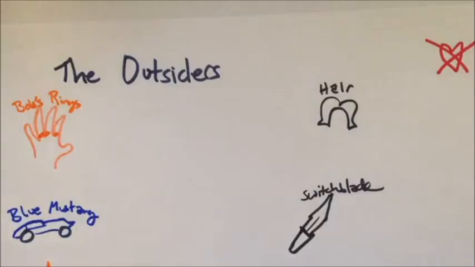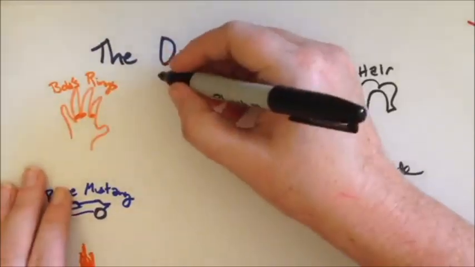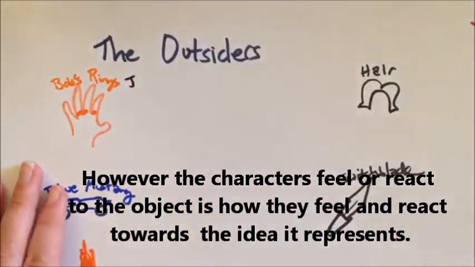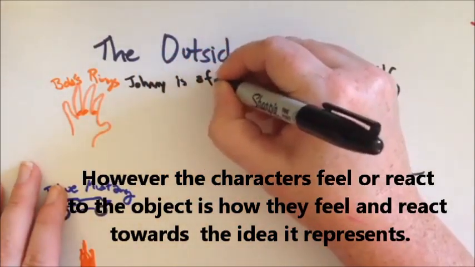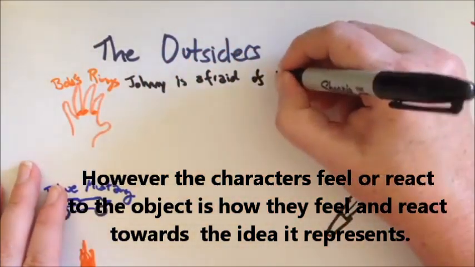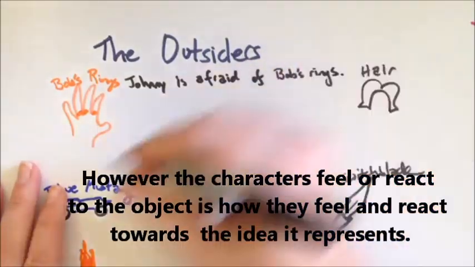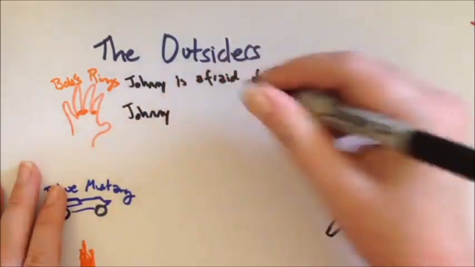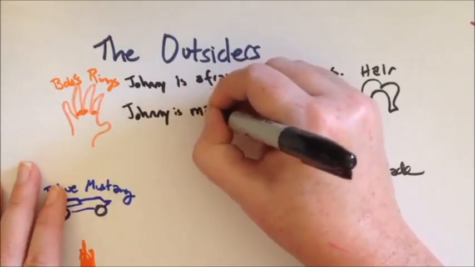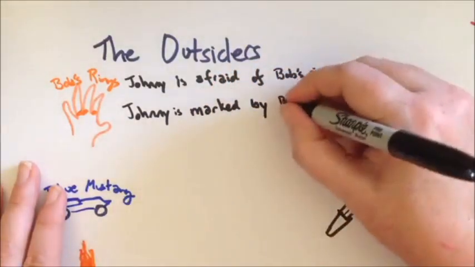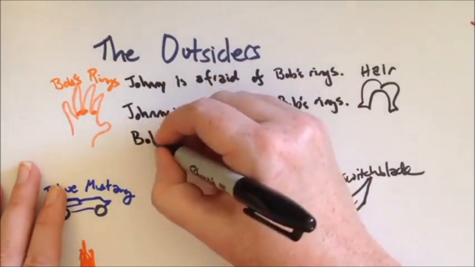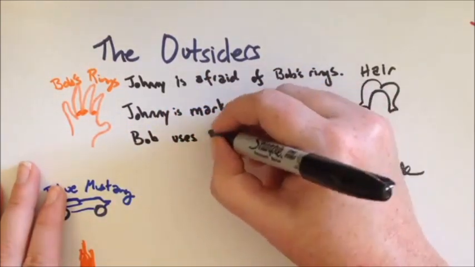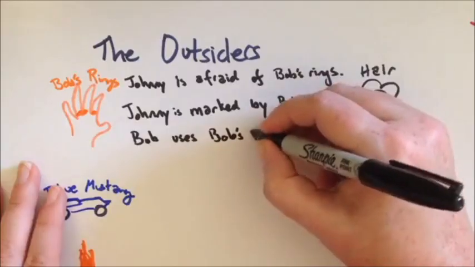So the thing about symbolism in the text is however the characters feel or react to the object is how they also feel or react towards the thing it represents. So I have the kids write down 3 sentences that are true of how the characters feel or react to the object. So the first one is Johnny is afraid of Bob's rings, Johnny is marked by Bob's rings, and Bob uses Bob's rings in order to show status.